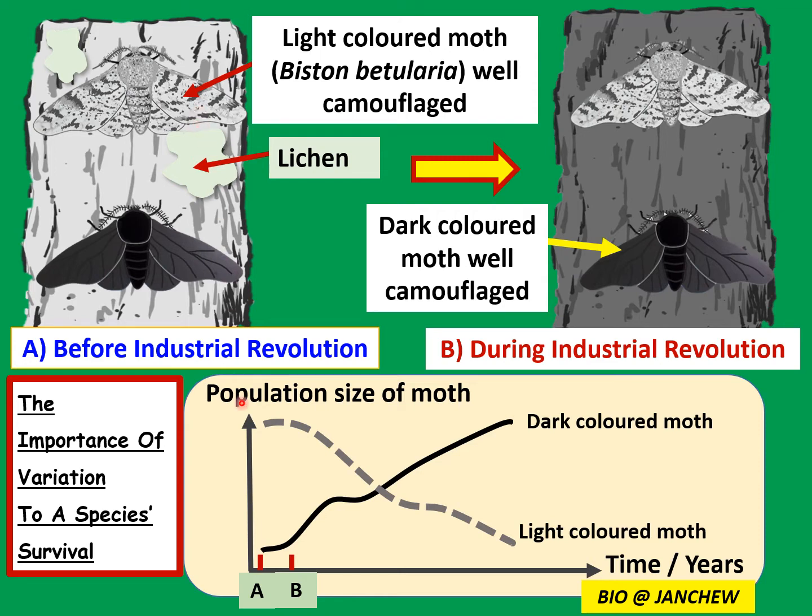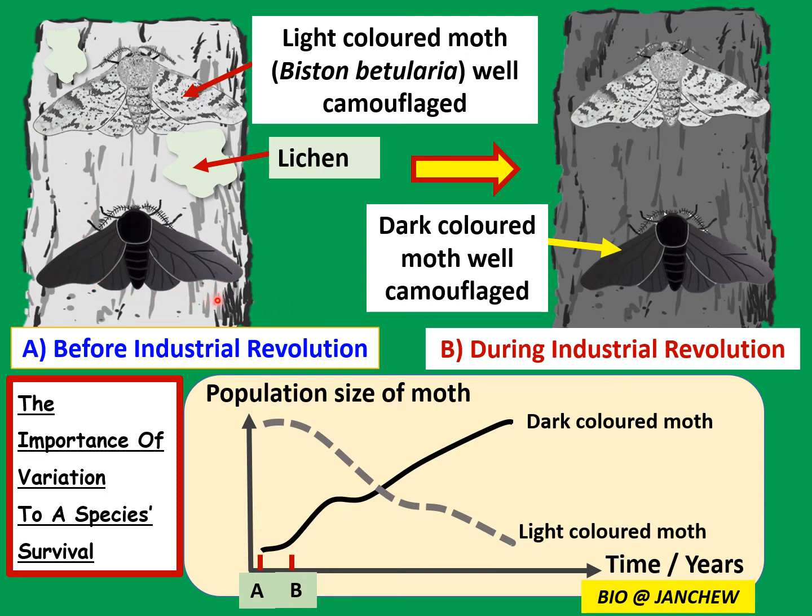So before the Industrial Revolution, if you look at this graph of population size of moth against time in years, the light-colored moth is the one that had a bigger population size than the dark-colored moth, because it was well camouflaged, so it was not easily seen by predators and not often eaten, compared to the dark-colored moth, which had greater contrast in color to the background. Then the environment did not always remain like this.